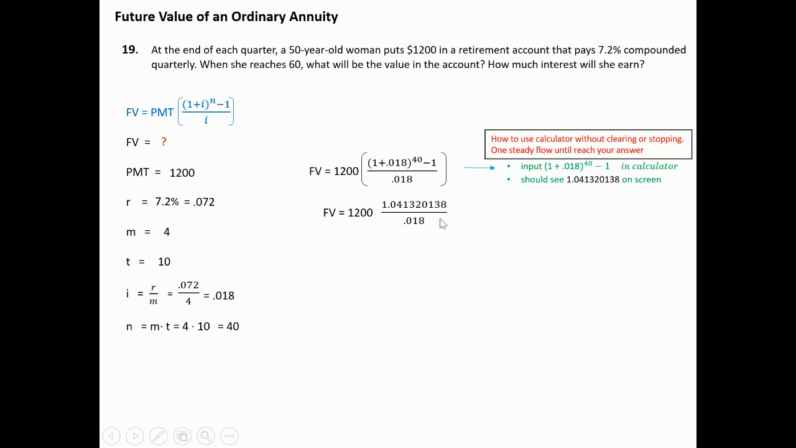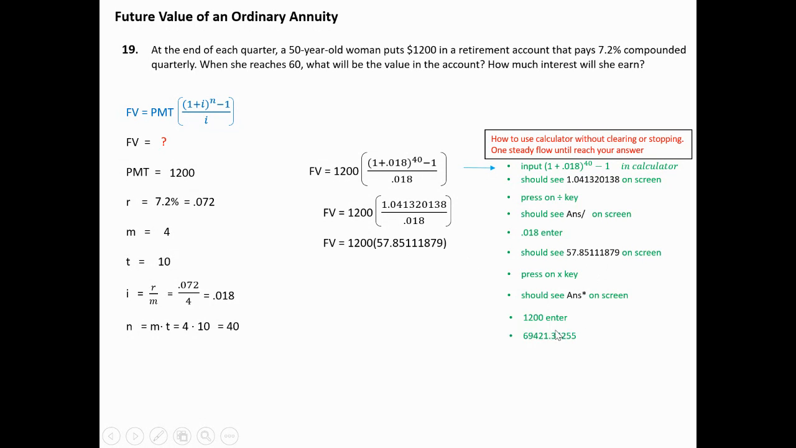Then you're going to hit the division key. That's what you should see, Answer, which means this answer divided by, and you're going to enter 0.018. As you do that, this is what you should see: 57.85111.879 on your screen. Which means right now you're going to hit the multiplication key, the times key. You're going to enter 1200. And this is what you should see, 69421.34255.